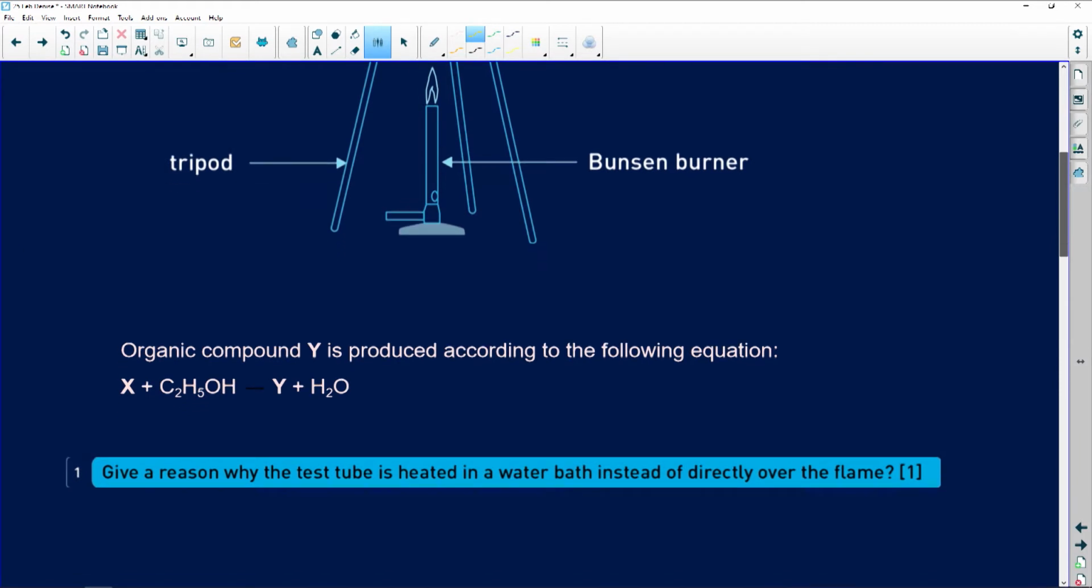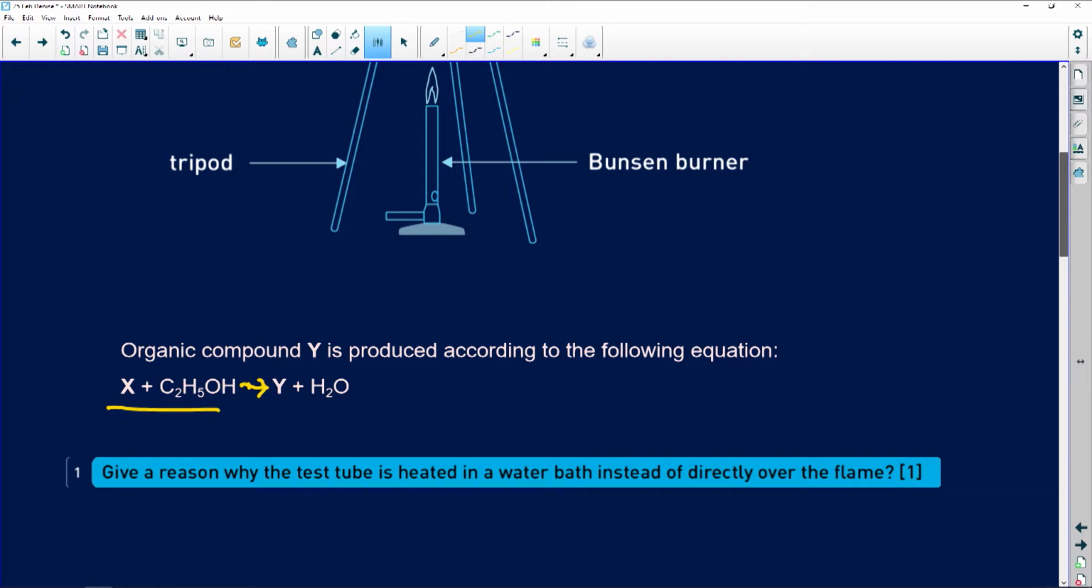You can't really see the arrow too clearly here, but there's an arrow over here. So these are my reactants. I've got X plus an alcohol, and my arrow is very wonky. Let's just draw in a decent arrow here. If I can just draw it straight in there. There's the arrow going to product Y and water.